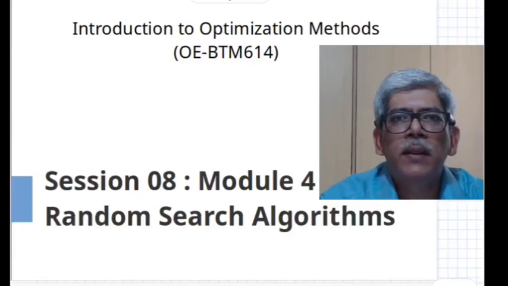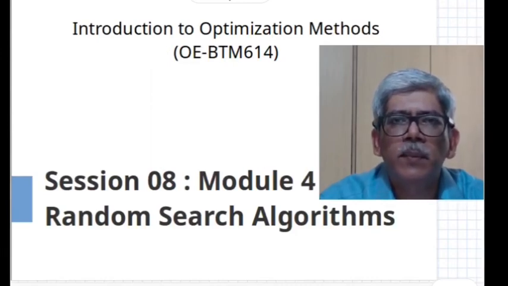Hello everyone. In this session, we are going to learn about the random search algorithms. In comparison with the deterministic methods that we have been learning till now, this method is of stochastic type. In this session, we will learn the differences between the deterministic and the stochastic methods. We will see some of the features which make the stochastic method different than the deterministic ones.